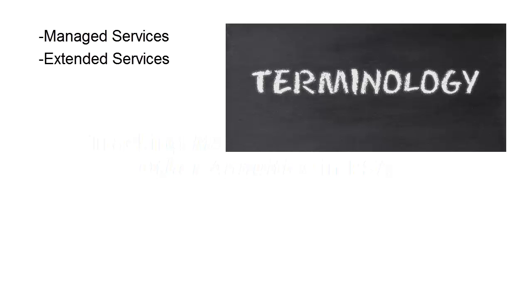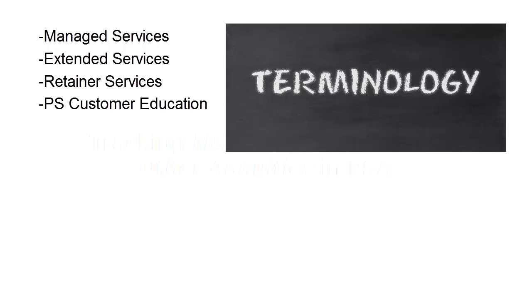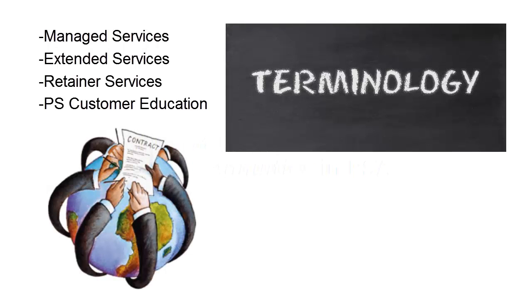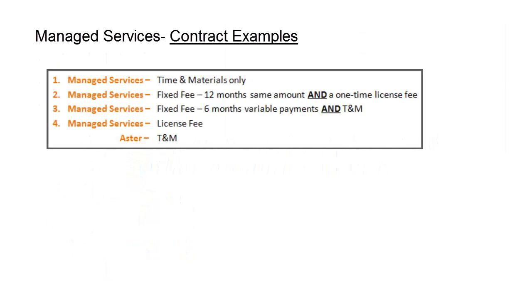First, we need to understand some of the terminology. There are several types of services throughout the organization that we are including here: managed services, extended services, and other retainer-type services. Soon, we will be adding more of the customer education as well, specifically the TD Network annual membership. For all of these services, there can be completely different contracts in place. Let's focus on managed services only and look at some of the different contract combination examples.